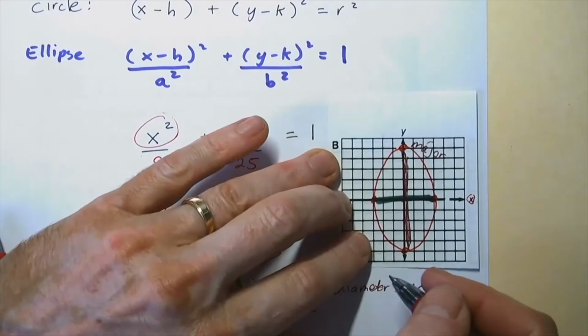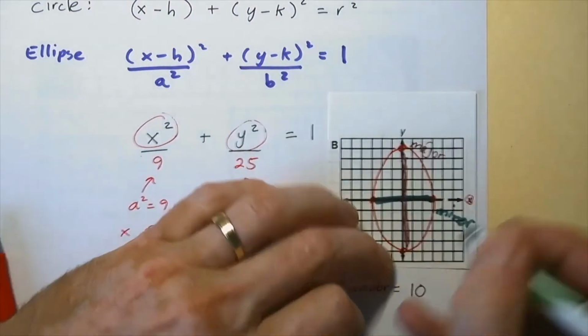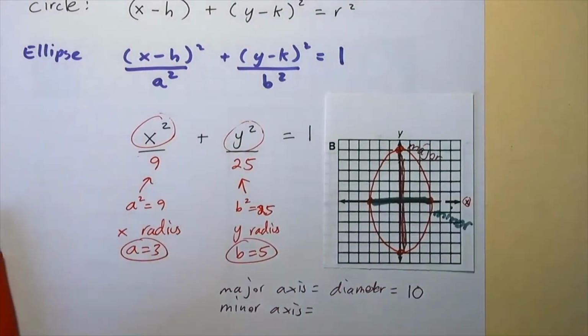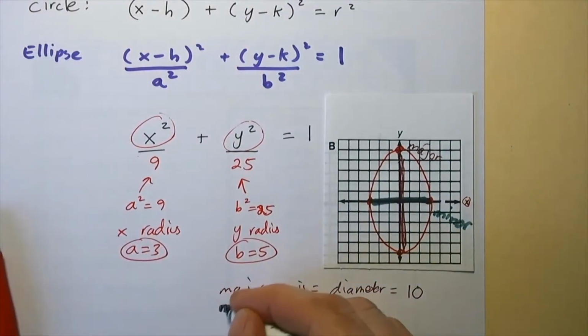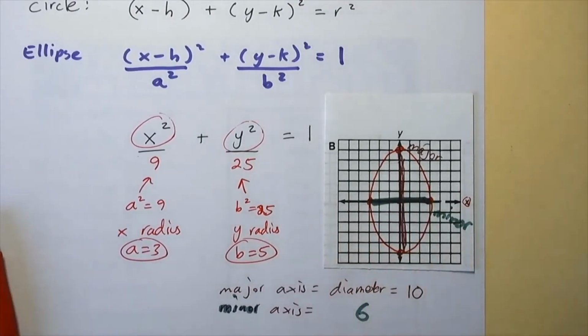Major is big, like we got a major problem. Well, minor is small, like I'm only a minor, okay? Minor is small, so the minor, I'll do him in green. Here we go, minor, he's 3 plus 3, he's 6, okay?